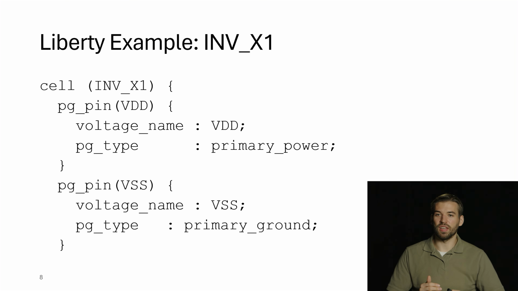We can first see what are the power terminal definitions. So these are going to be some of your BTerms for your power that are declared here. We have a PG pin VDD, so VDD is a very common name for your power supply. In that case, we have the voltage name VDD, and it's a primary power. Then we also have the PG pin VSS. This is a very common name for the ground that's used to connect to a circuit. So in this case, the voltage name VSS, and it's the primary ground.